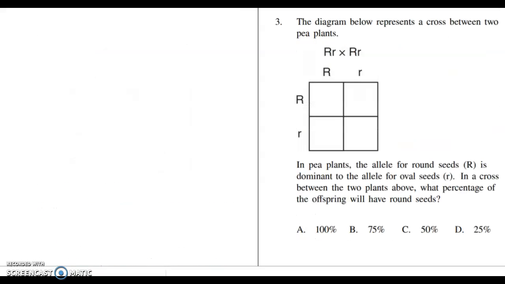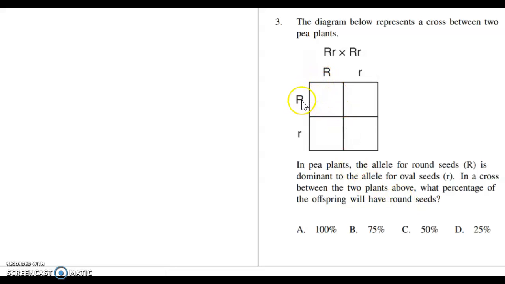Okay. It won't let me write on the Punnett square, so it might be a little tricky. We'll just have to remember as we go. The diagram below represents a cross between 2 pea plants. They're both big R, little r. It says in the pea plants, the allele for round seed, big R, is dominant over the allele for oval seed, little r. So in the cross between the 2 plants above, what percentage of the offspring will have round seeds? So round seed is the dominant trait.